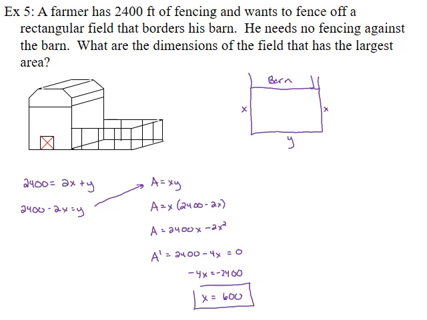Since it also needs the length, I'm now going to plug this back into y, and I can say that 2400 minus 2 times 600 equals y. So I can say that the length of this rectangle has to be 1200. And that's it. So it's just making sure you read the problem, because if you had put fencing on the barn side, you would have gotten the wrong dimensions of this rectangle. So make sure you always read every question in this section.